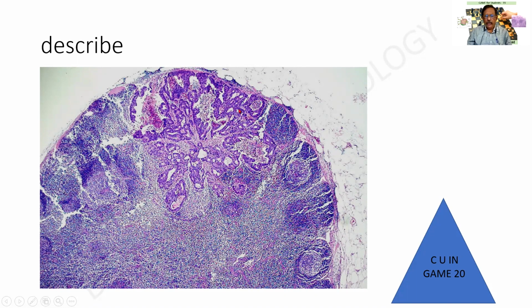If they are polygonal cells in sheets or nests, it is a squamous cell carcinoma. You can get any of these for your examination. Kindly apply the description accordingly.